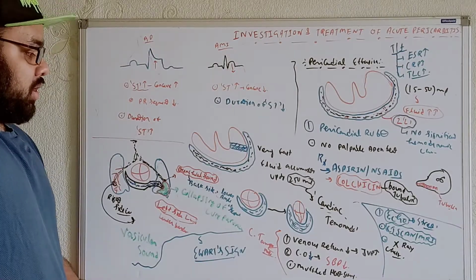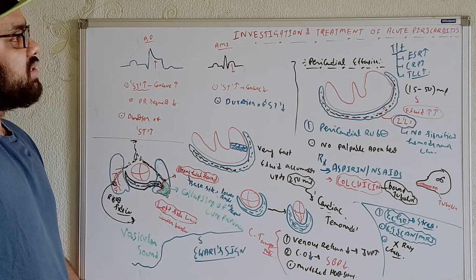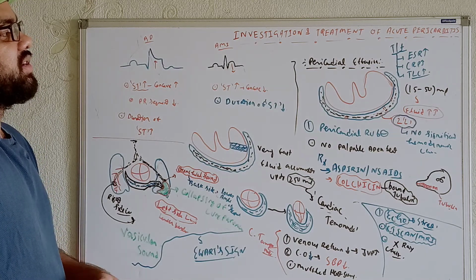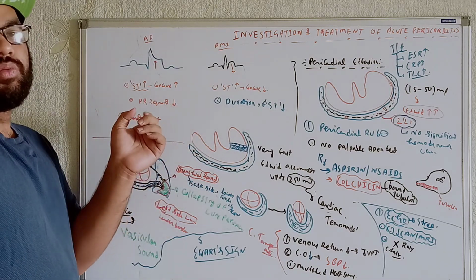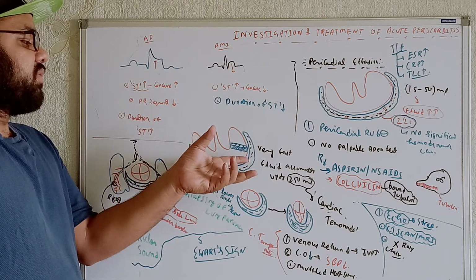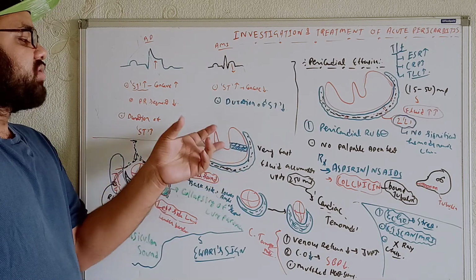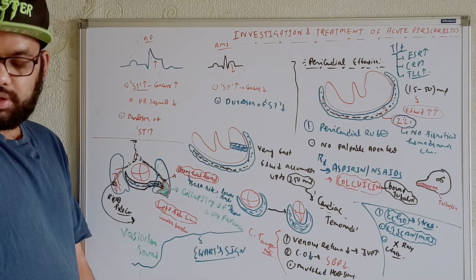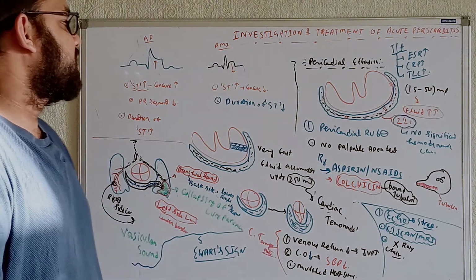Now this was all about the investigations and the treatment. And another thing I have already explained: different kinds of biomarkers, such as CK-MB and troponin T, we can test if pericarditis develops along with myocarditis or myocardial infarction. So that's all for the investigations and the treatment.